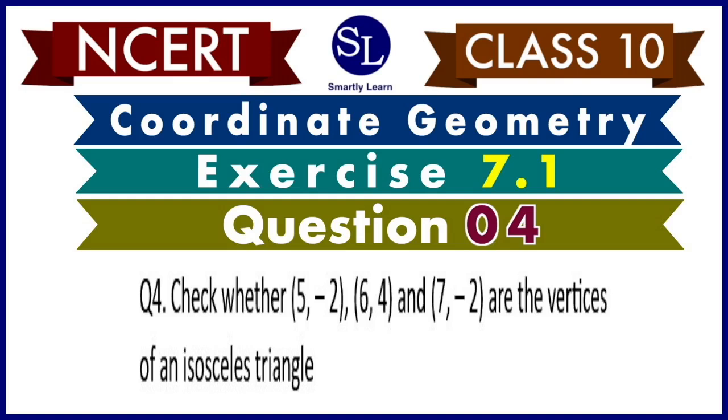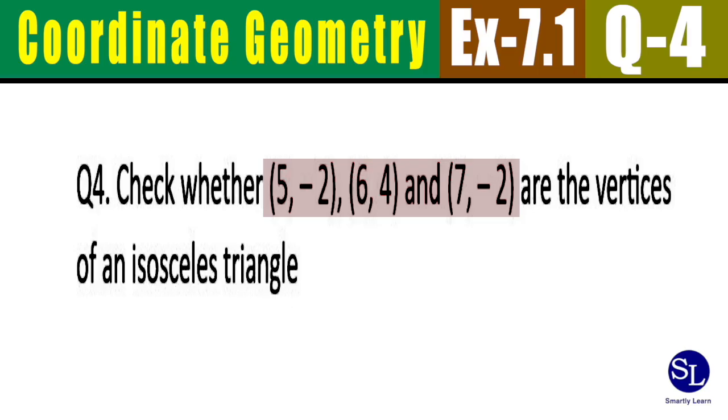In this video, let's see how to solve the fourth question in exercise 7.1. Check whether (5, -2), (6, 4) and (7, -2) are the vertices of an isosceles triangle.